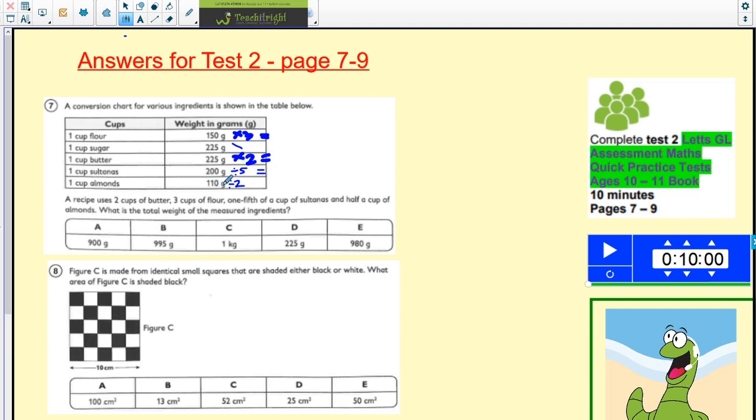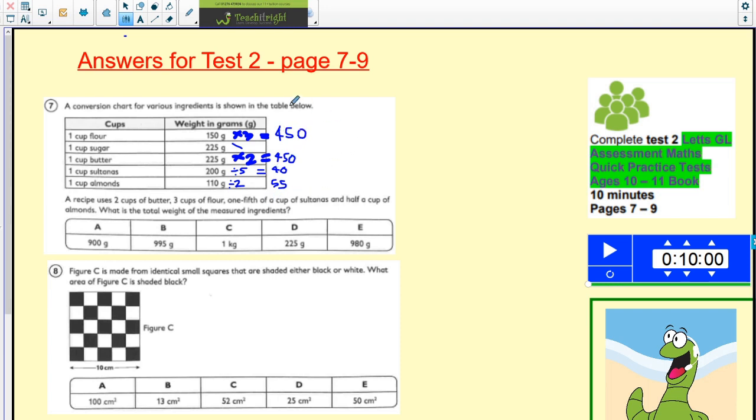I'm going to do the easy ones first. So half of 110 is going to be 55. 200 divided by 5 is going to be the same as 20 divided by 5 with a 0 added on. So that's 4 with a 0 added on, 40. We've got 225 times by 2. So I'm going to do 200 times by 2, which is 400, and 25 times 2, which is 50. So 450. And we've got 150 times 3, which is the same as 15 times 3 with a 0 added on, and that's 45 with a 0, so 450.